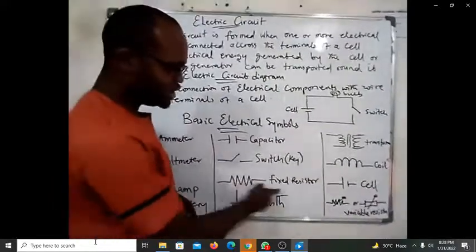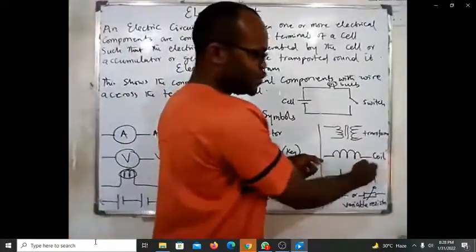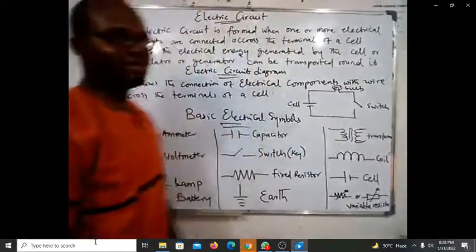This is a switch. This is a fixed resistor. This is earth. This is a transformer. This is a coil. This is a cell. This is a variable capacitor. Is that clear?